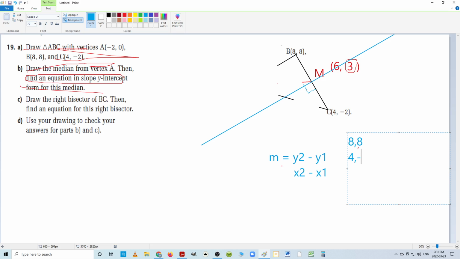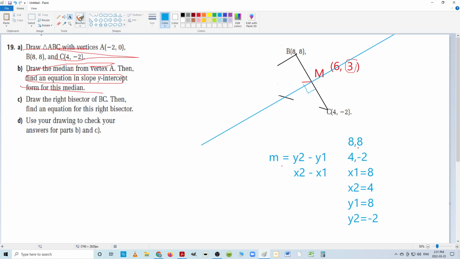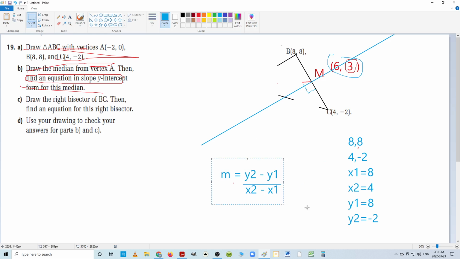And by the way, technically I could use 6, 3 because it's on the slope. But we're going to use 4, minus 2. And then I'm going to label things properly, which means my x2 is equal to 4, which means my y1 is equal to 8, and my y2 is equal to minus 2. So that minus 2 is going to cause me trouble. So it might have been good to use this because there's no negatives. Try to always avoid negatives if you can. But you can take a slope between any 2 points on the line, and 6, 3 is on that line.